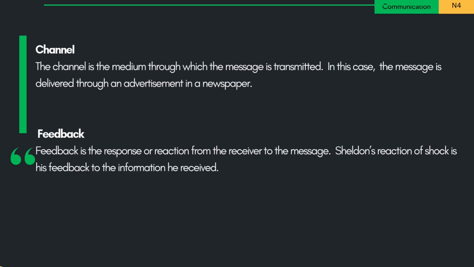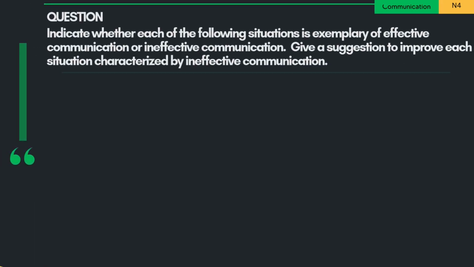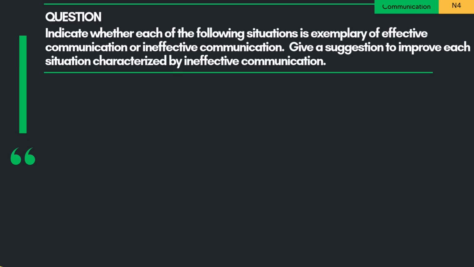Sheldon's reaction of shock is his feedback to the information he received. Question. Indicate whether each of the following situations is exemplary of effective communication or ineffective communication. Give a suggestion to improve each situation characterized by ineffective communication.